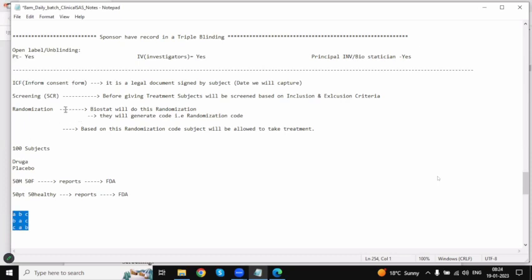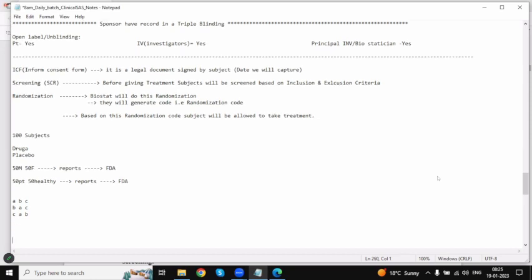To overcome this issue, they follow the randomization method. They randomly allocate to the subjects, so different patterns. This will minimize a lot of your risk, and you're going to cover all the criteria, all the situations, when you follow randomization. Biostatisticians will do this randomization, right? Investigators, based on this randomization sheet, will treat the subject. Clear? So that is the randomization stage.